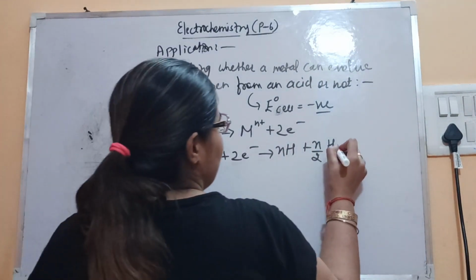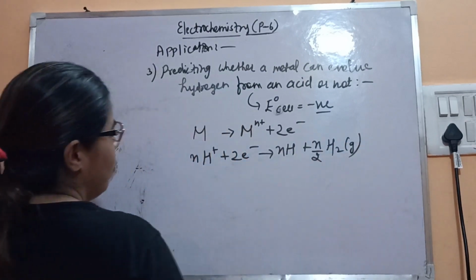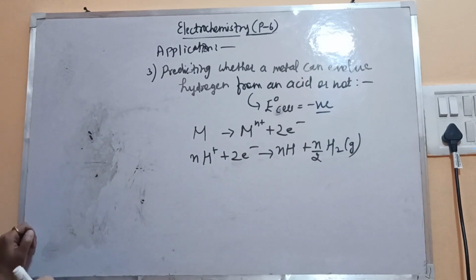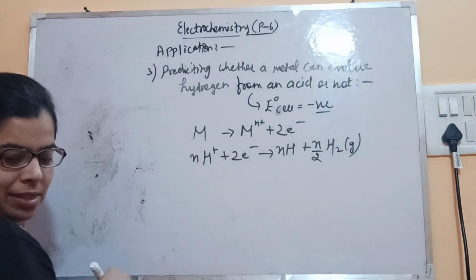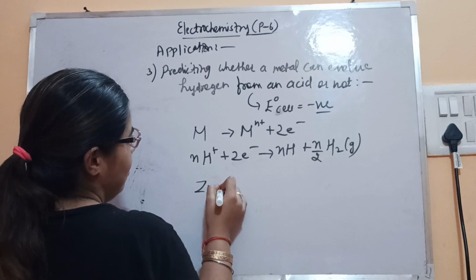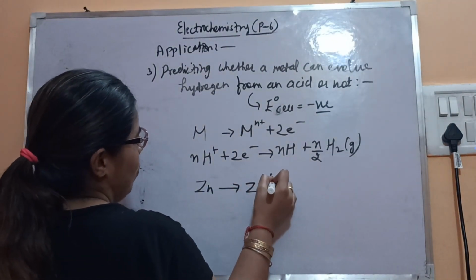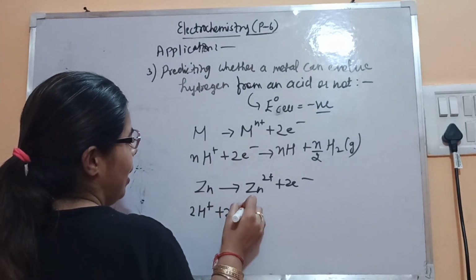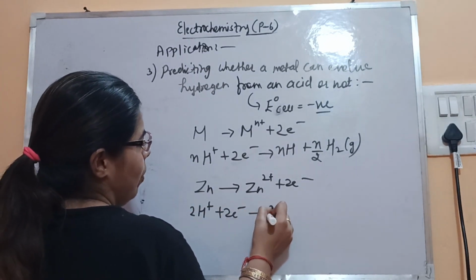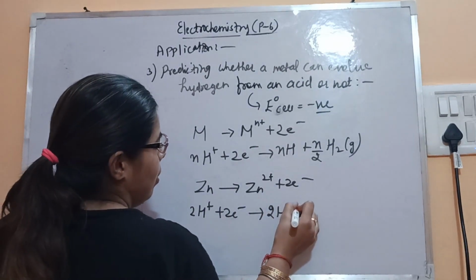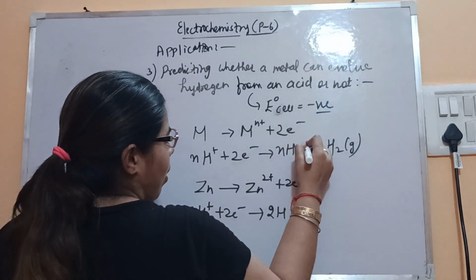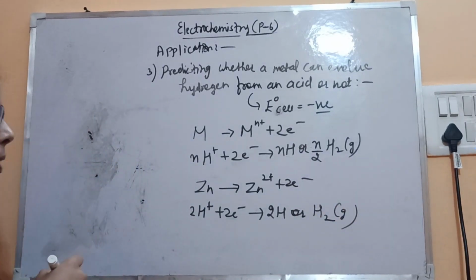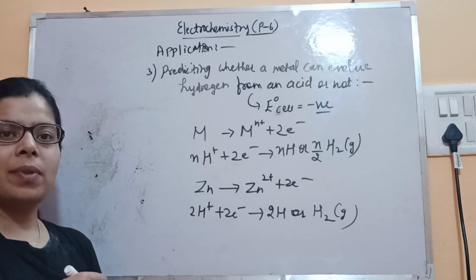N by 2 H2, sorry. Yes. Fine. For example, if I take the metal which are present below hydrogen, let's take the example of zinc, it gives you Zn2 positive and 2 electrons, so this will be accepted by 2H plus and 2 electrons gives you H2. Yes, and we know that zinc can easily displace hydrogen from dilute acid.